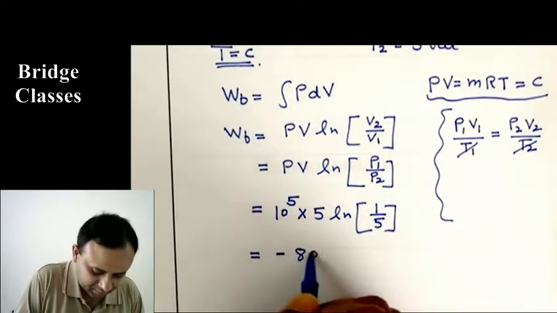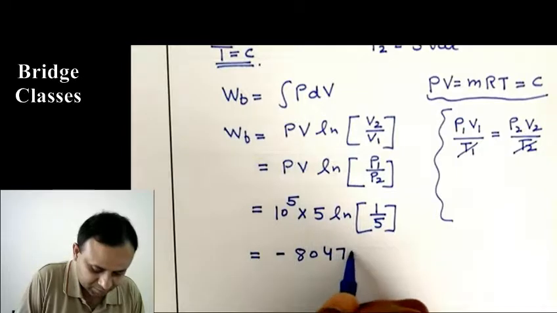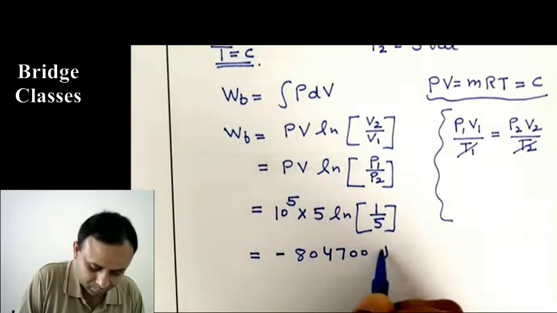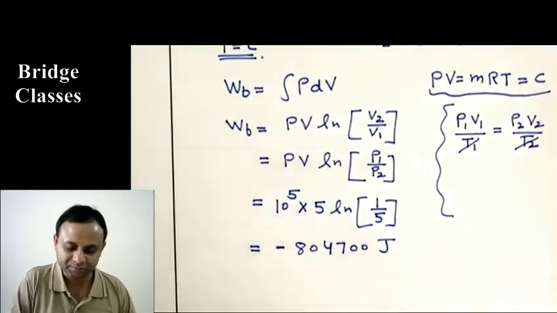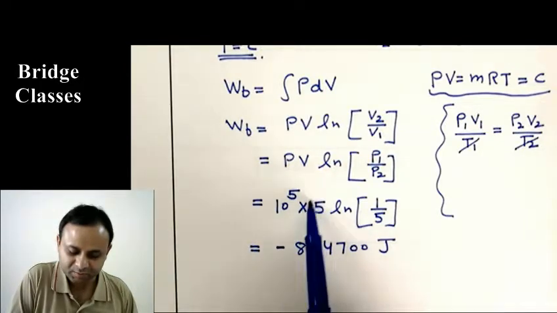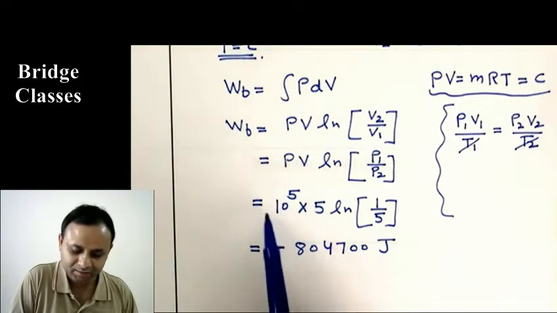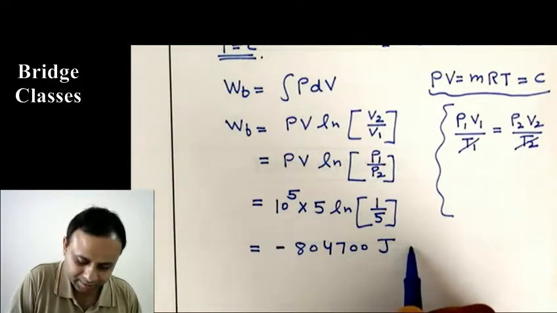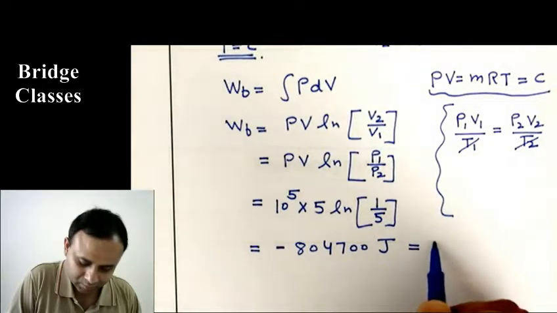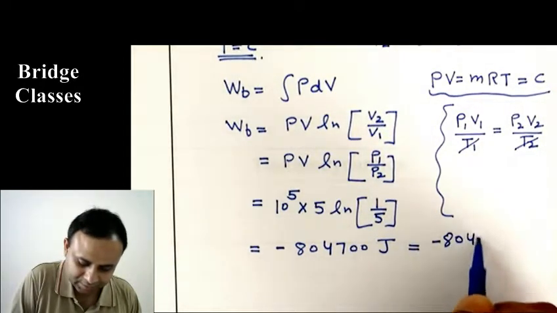negative 804,700 joule. Your answer will be in joule because we did not use any kilo here. This was cubic meter, this was Pascal. So the answer will be in joule. Or you can say negative 804.7 kilojoule.